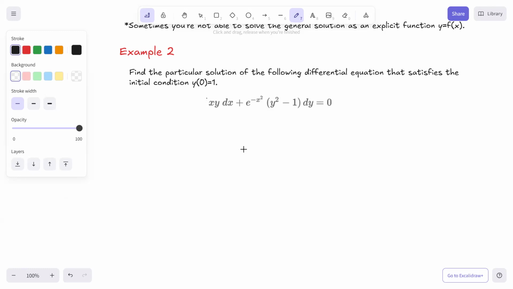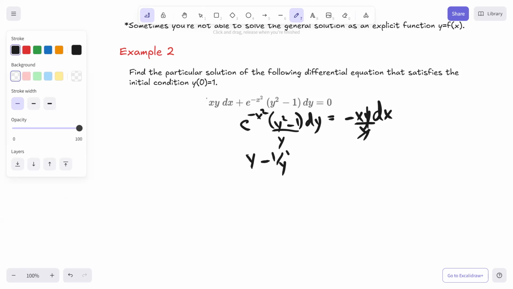So the first thing we'll do is subtract that xy to the other side. So you have e to the negative x squared times y squared minus 1 dy equals negative xy dx. And then we can divide both sides by y and divide by the e to the negative x squared. If we divide both sides by y, the y's will cancel. And then you'd have y squared over y minus 1 over y, which would simplify to y minus 1 over y dy.